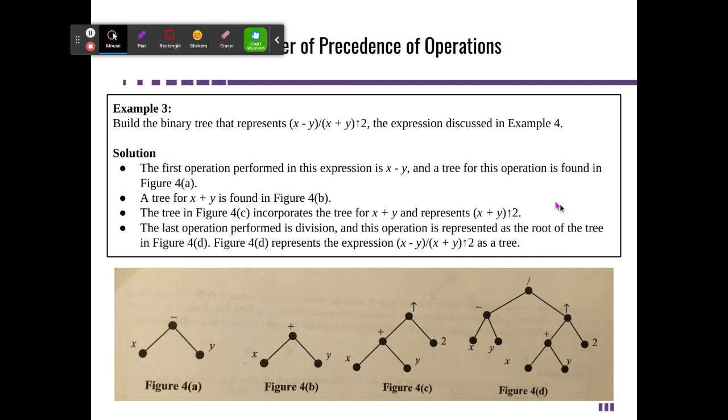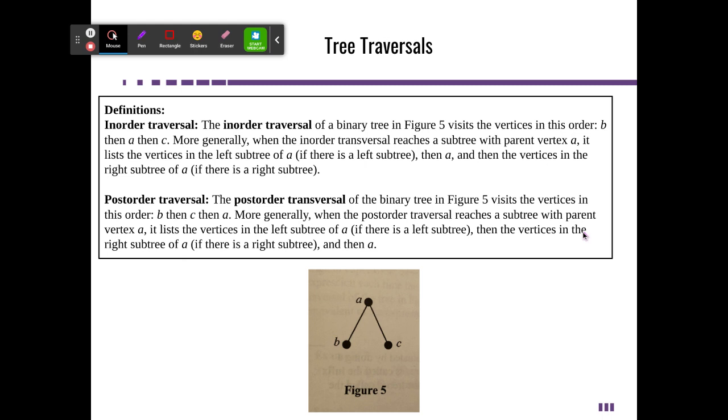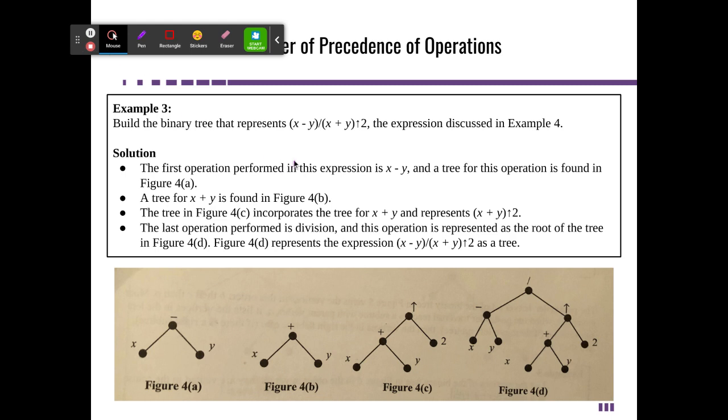All right, I think that's the last slide. Let's take a look real quick. I think there's one more. I'm going to hit pause for a second. Yep, that's the last one for our binary trees, and so we'll look at tree traversals next.